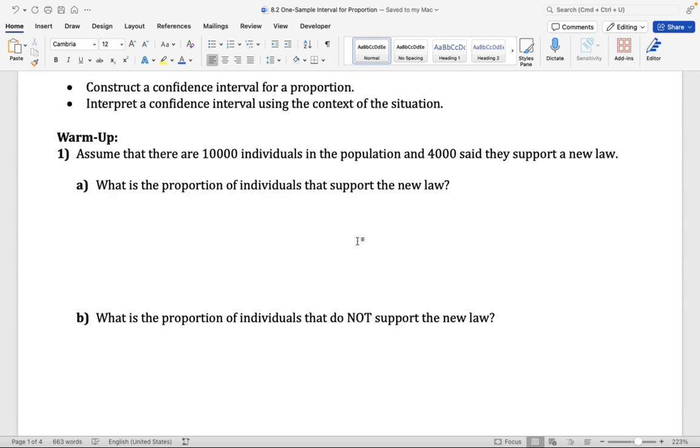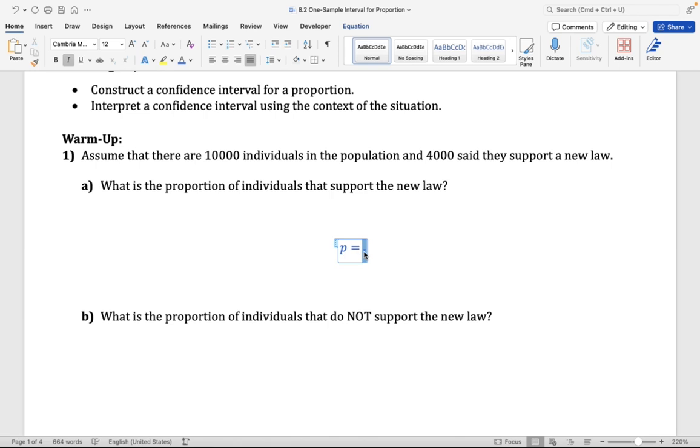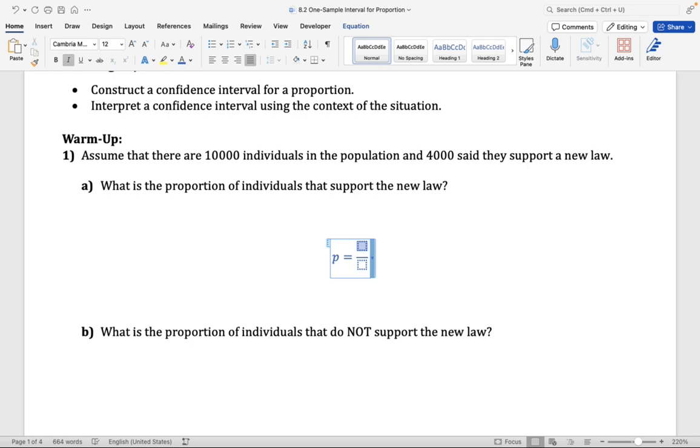Let's start with part A. We're going to let P be the proportion of individuals that support the new law. This proportion is equal to the number of people that said they support the new law, which is 4,000, divided by the total number of people in the population, which is 10,000. This is equal to 0.4. Notice, we simply took the number of people that support the new law divided by the number of people in the population. This is just like finding theoretical probabilities, which is something that we did in a previous chapter.